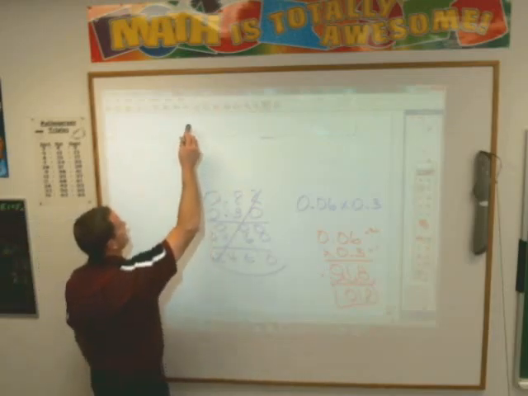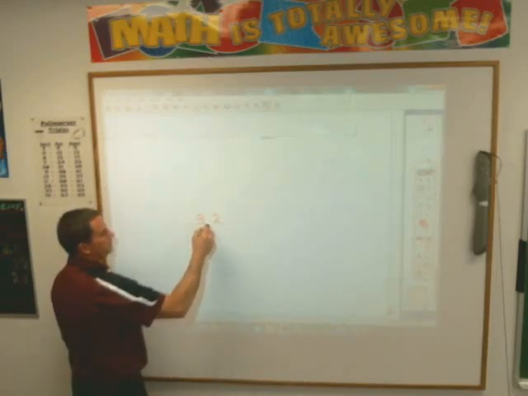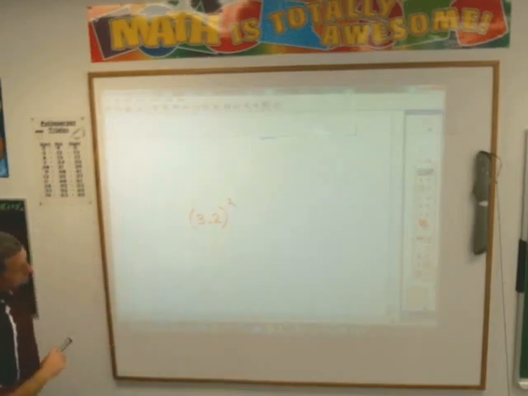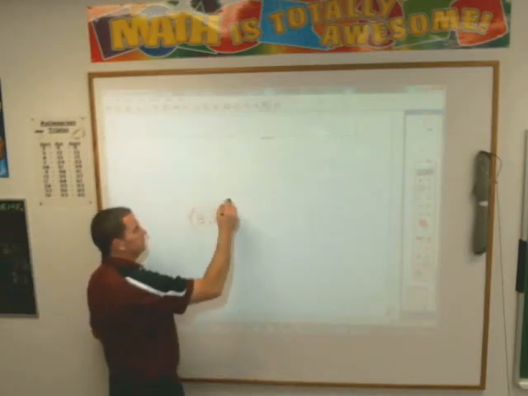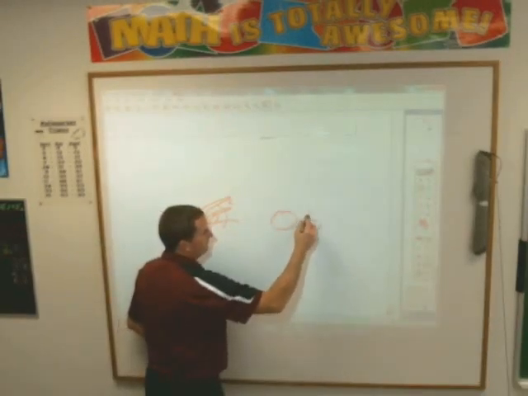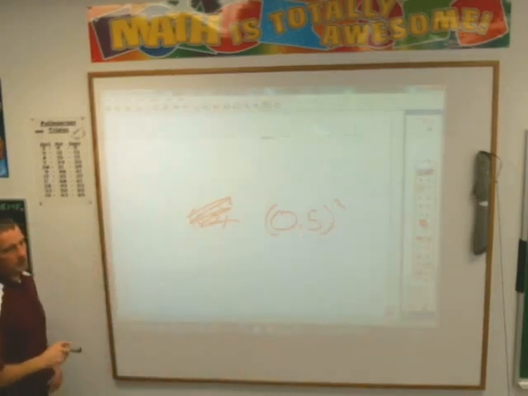Or how about this? Here's one of my favorites. 3.2 squared. Or wait, yeah, let's do that one. Yeah, no, skip that one. Or how about this one? 0.5 squared. What do you get when you square 0.5?